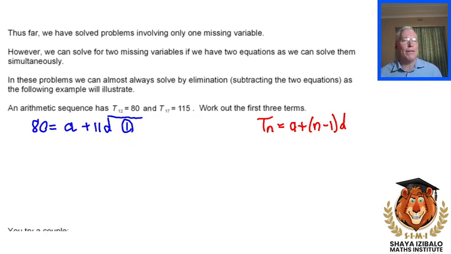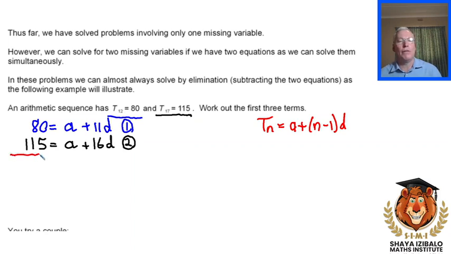Kodwa, there's another equation we can make. We can make a black equation using this bit of information here. T17 is 115. So 115 will be a plus, how many? 16d. Yes. Halala. We've got a second equation. Now we've got two variables and two equations. There are different ways of solving simultaneous equations. If we end up with the same number of one of the variables, then we can eliminate one of those variables. And I'm going to show you how we do that.